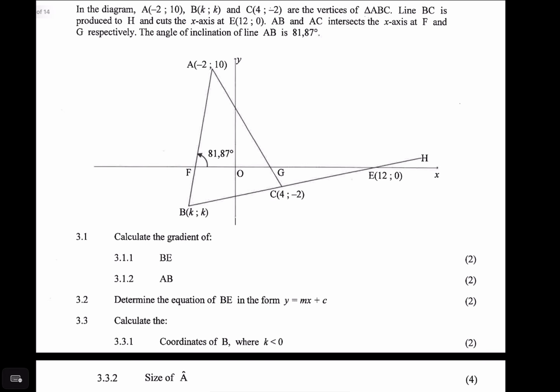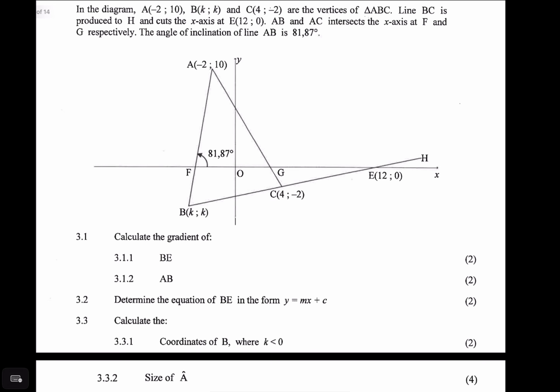Usually the information that is given will lead you to the diagram. It's basically the same information that you have on the diagram. Now let's look at the first question: calculate the gradient of BE.